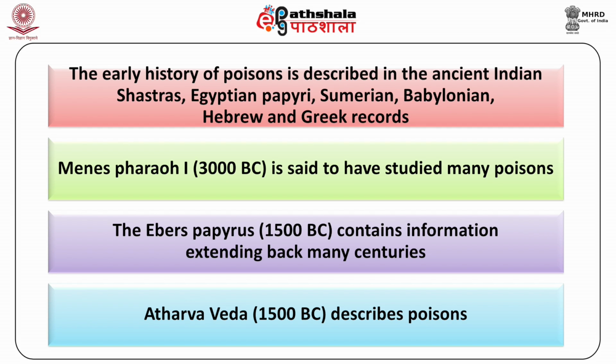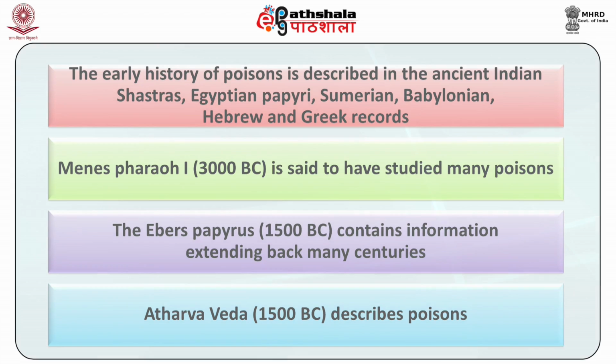The Ebers Papyrus, around 1500 BC, contains information extending back many centuries. The Atharva Veda, our own from India, around 1500 BC, described poisons in much detail. And the Italians brought the art of poisoning to its zenith prior to the Renaissance period and extended into that period.